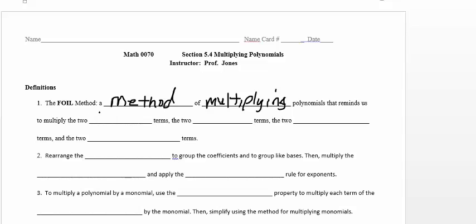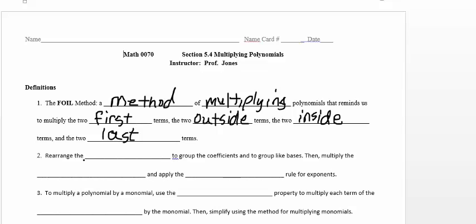that reminds us to multiply the two first terms, the two outside terms, the two inside terms, and the two last terms. So the first letter of first, the first letter of outside, first letter of inside, first letter of last spells FOIL.